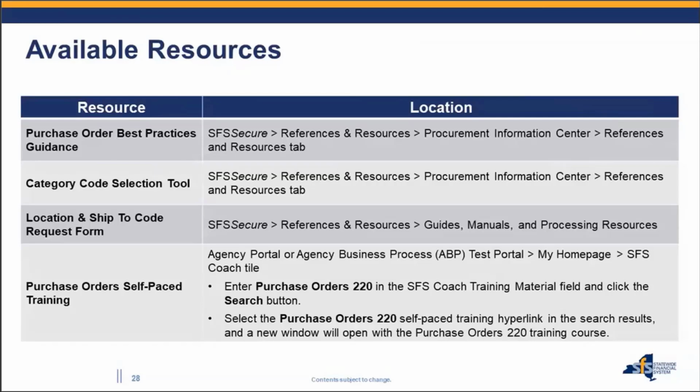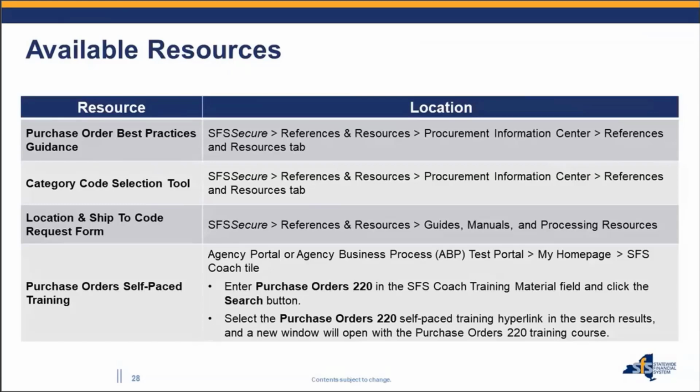SFS Coach is the repository of training and reference material, and it's available directly within the SFS application. To access SFS Coach, simply sign into SFS and click the SFS Coach icon on My Homepage, or you can select the SFS Coach icon from the navbar. After selecting SFS Coach, you'll be brought to a search page where you can enter Purchase Orders 220 in the Training Material search field and click the search button.